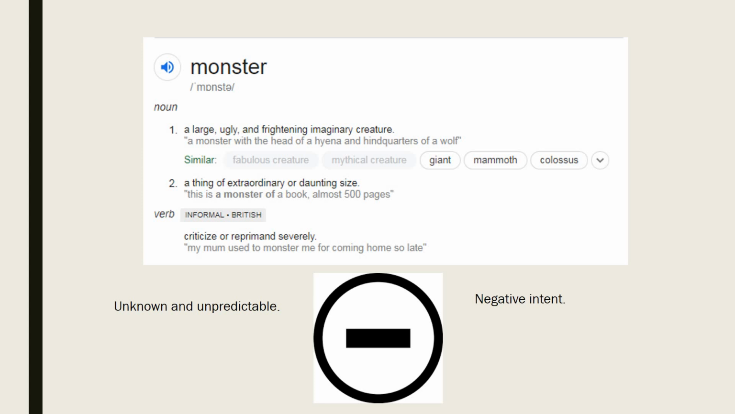I had to leave the verb on there because I've never heard monster as a verb. My mum used to monster me for coming home so late. I had to say it in a slightly Cockney accent there. Oh, Mrs. Mary's going to well monster me for not handing my work in.